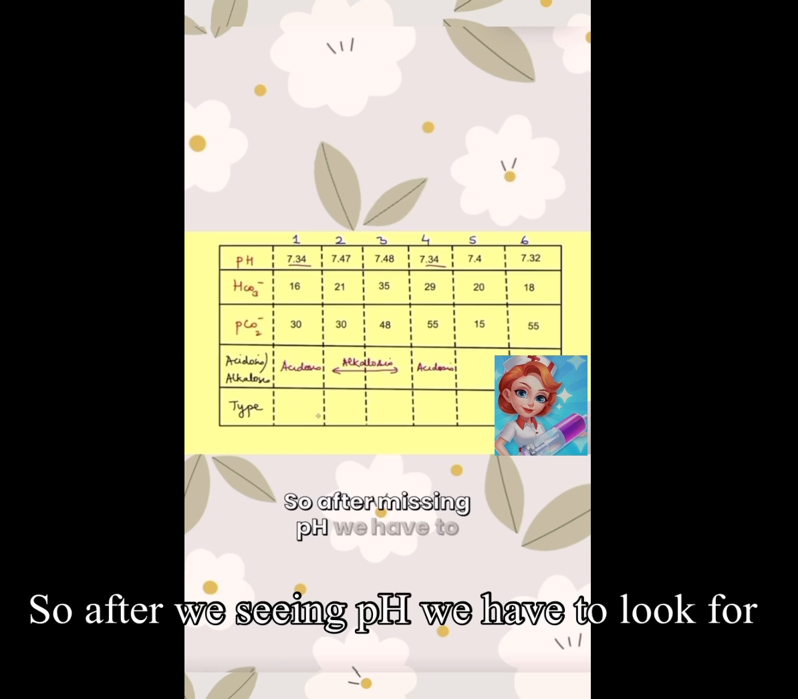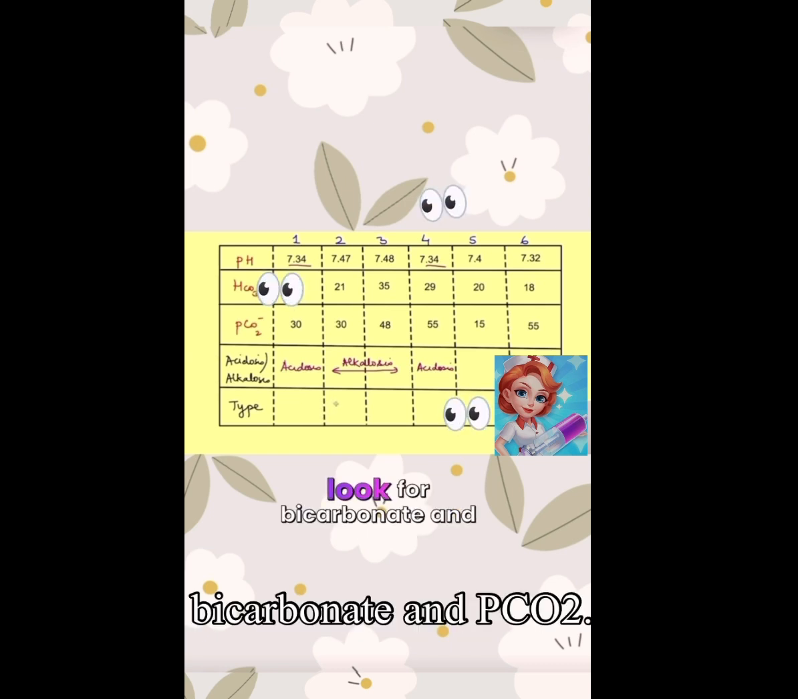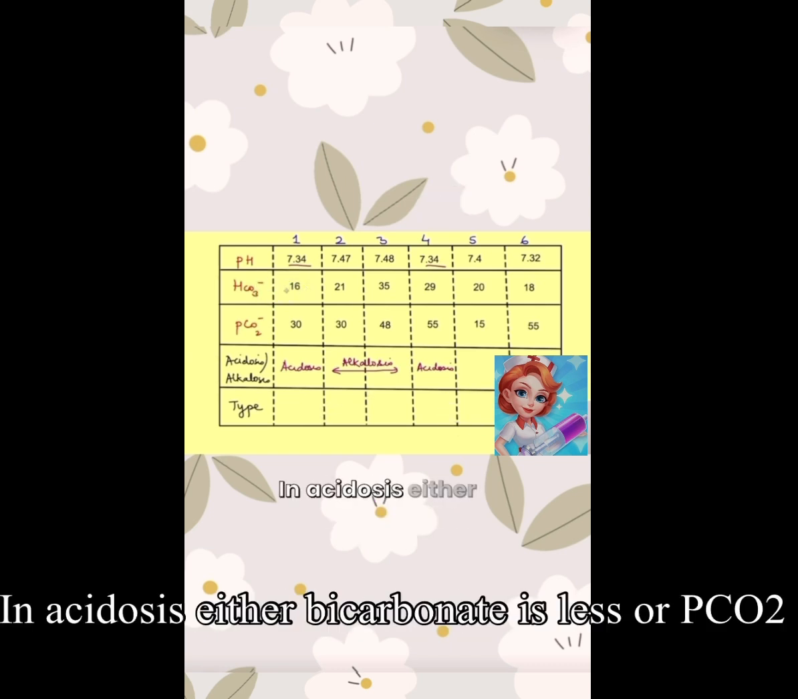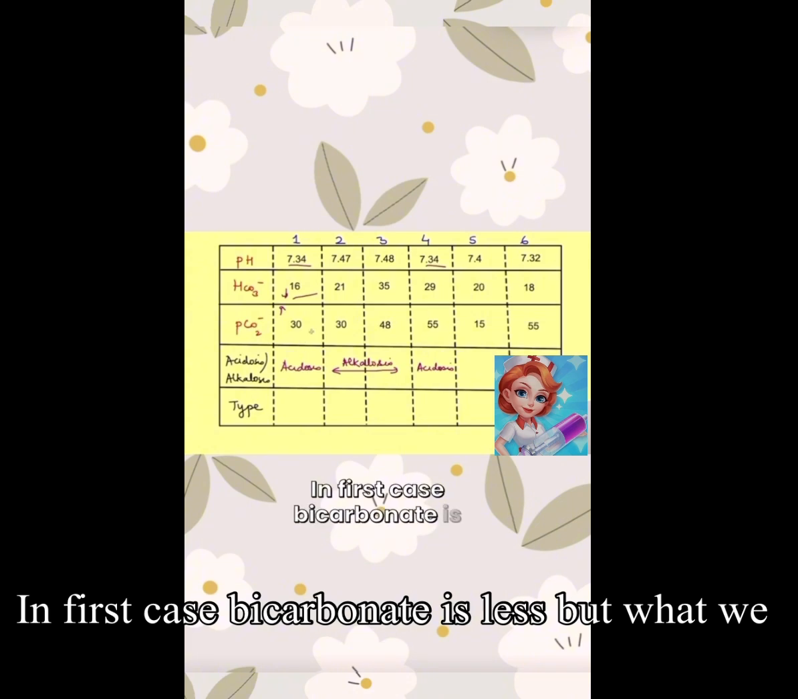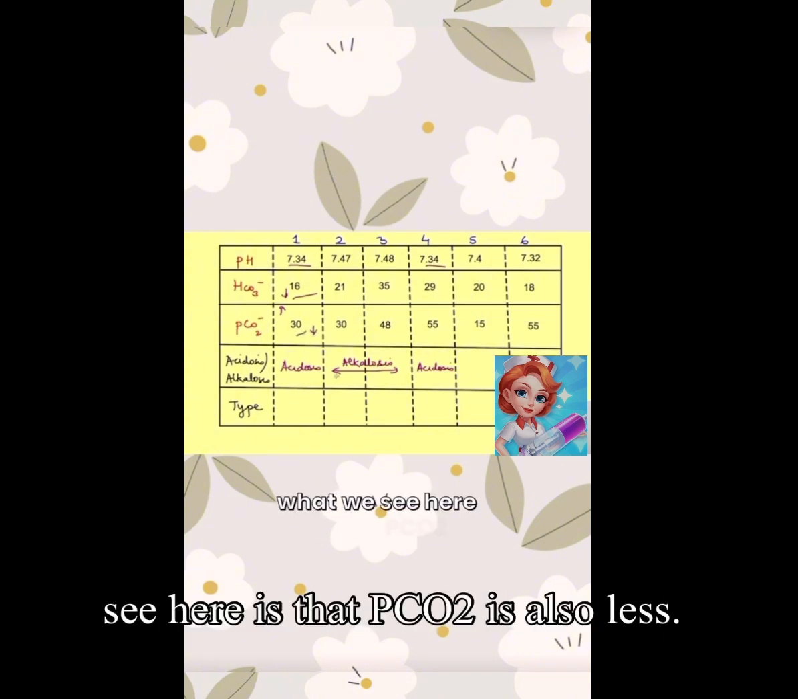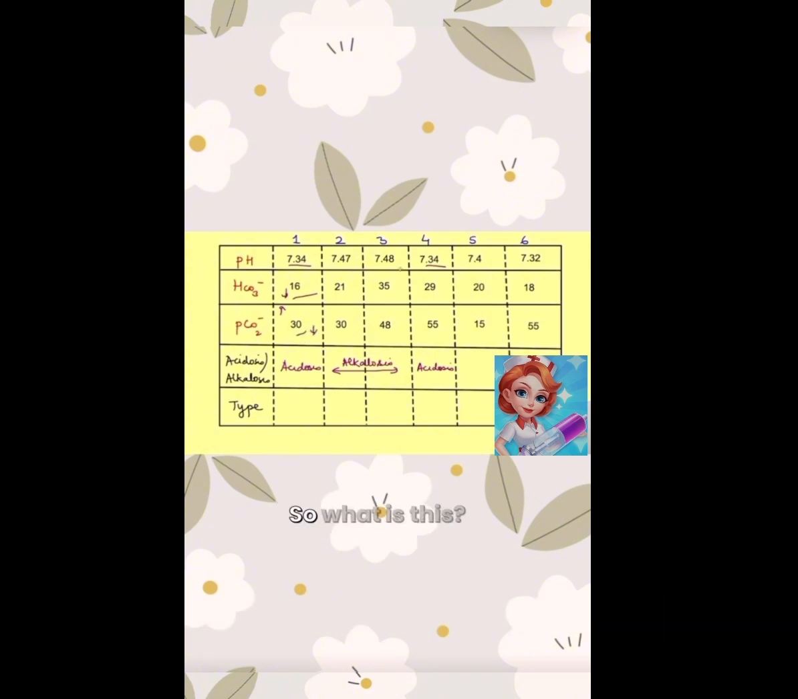So after seeing pH, we have to look for bicarbonate and PCO2. In acidosis, either bicarbonate is less or PCO2 is more. So let's look at the values. In the first case, bicarbonate is less, but what we see here is that PCO2 is also less. So what is this? Is this respiratory alkalosis?